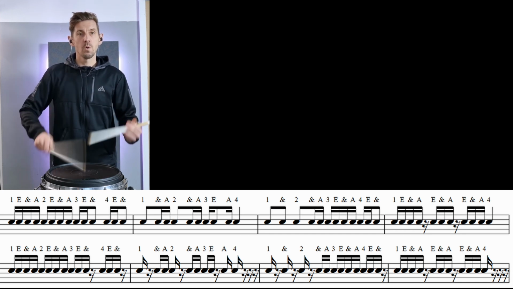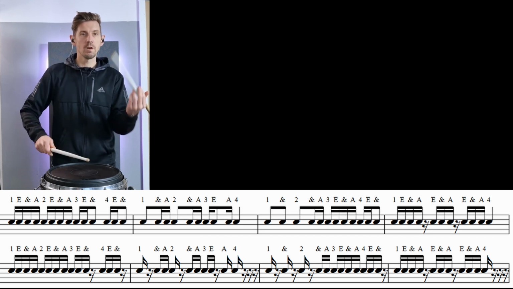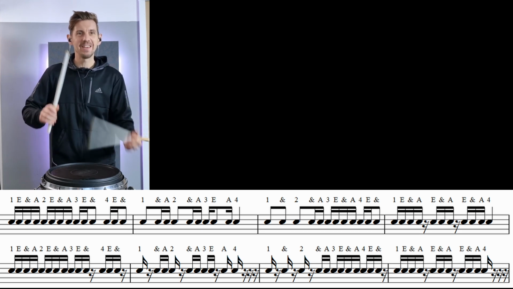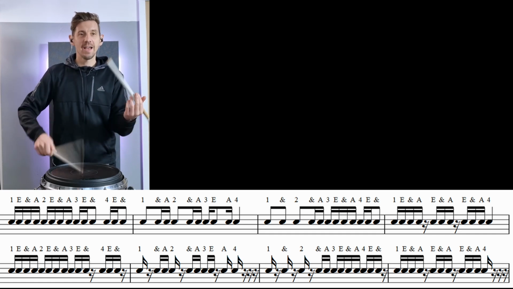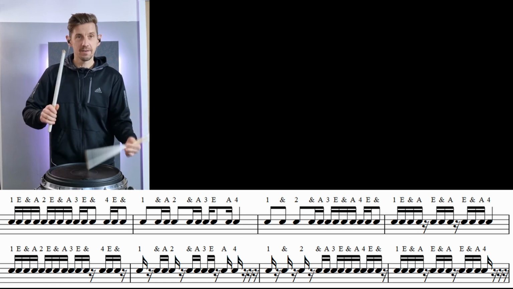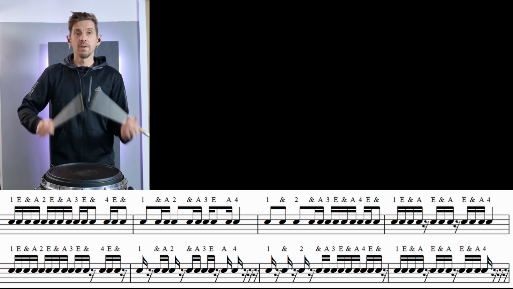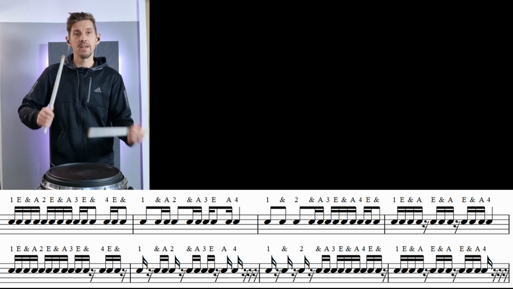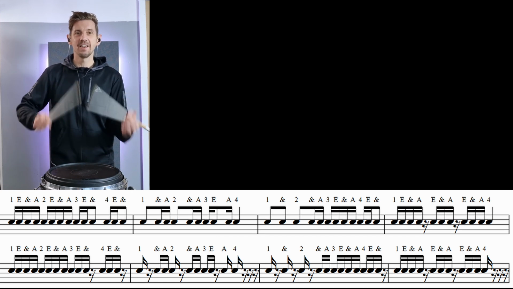Third bar, 1 and 2 E and a 3 E and a 4 E and 1 and 2 and a 3 E and a 4 E and. I played the first one wrong, let's try it again. 1 and 2 and a 3 E and a 4 E and 1 and 2 and a 3 E and a 4 E and that final bar, 1 E and a, E and a, E and a 3, 4. 1 E and a, E and a, E and a 4.